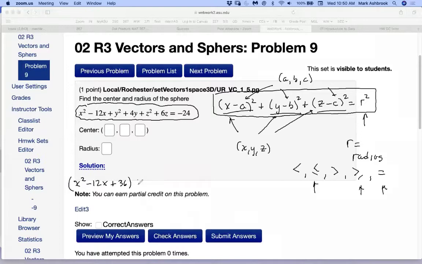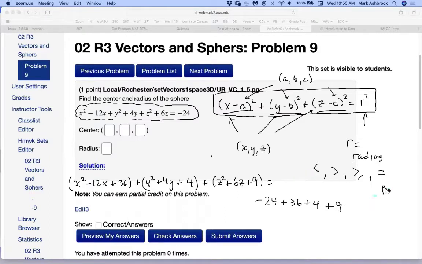And then similarly for y, half of 4 is 2, squared is 4. Half of 6 is 3, squared is 9, right? But if I add all those numbers to the left side, I have to add all those numbers to the right side. Does that make sense so far?